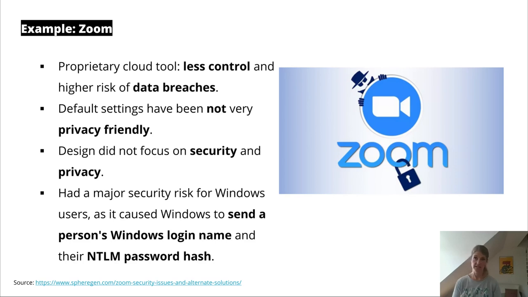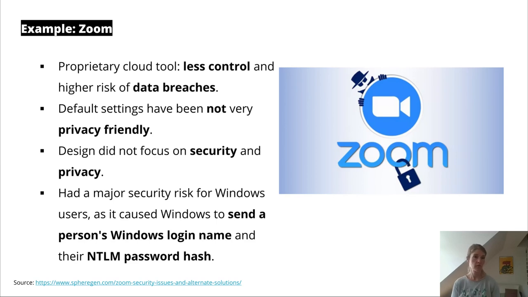They had a 90-day freeze of features to implement a bit more privacy and security, but their default settings have never been very privacy friendly. And they even committed in meetings that their focus is not on security and privacy, which is from a business perspective even understandable. Nevertheless, they had a lot of data breaches in the past and major security risks.